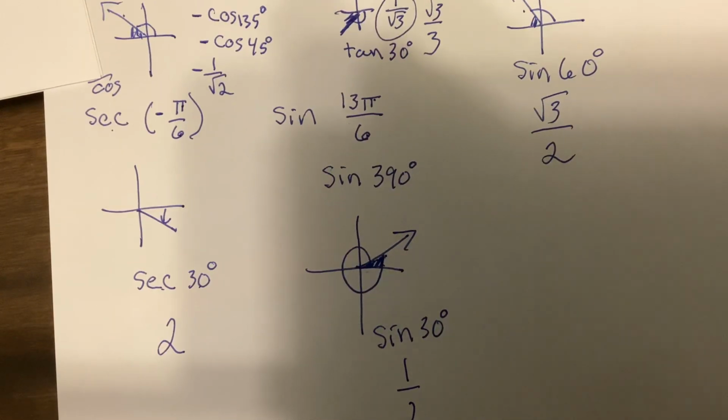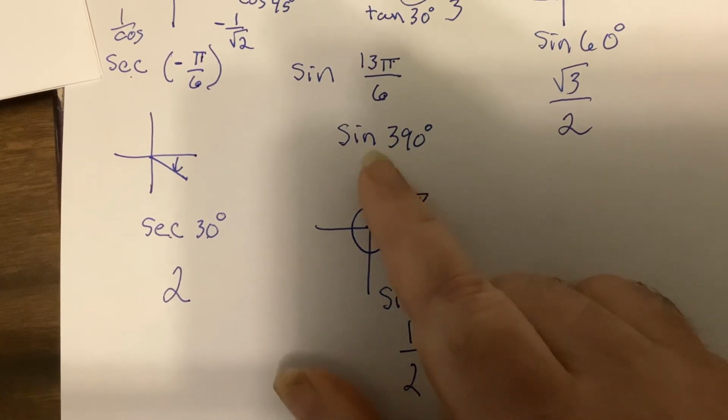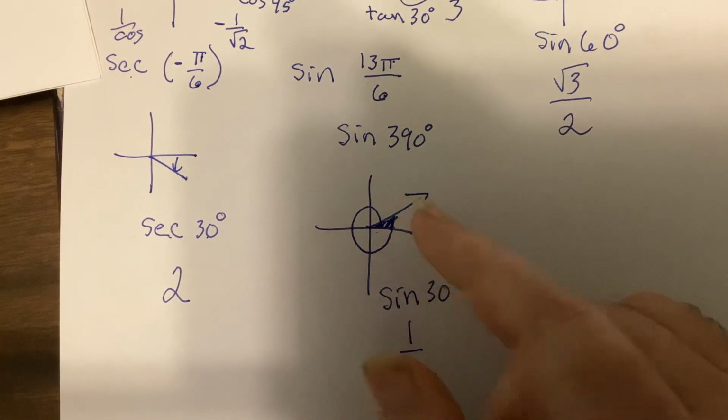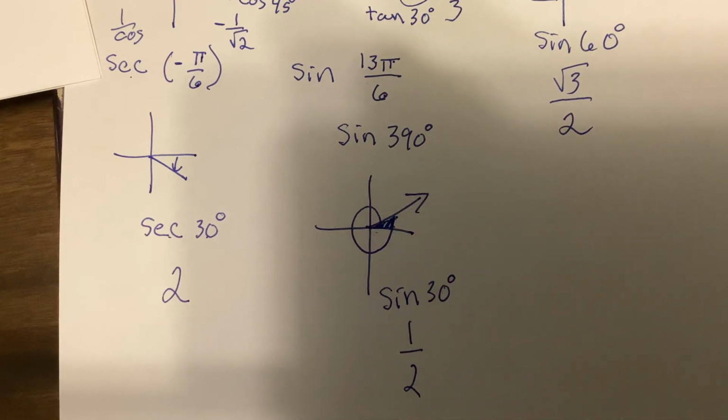Oops, I'm sorry, I had that cut off. That was my bad, but sine of 30, 390 all the way around first quadrant. 30 degrees is the reference angle, and so it'd be a half.